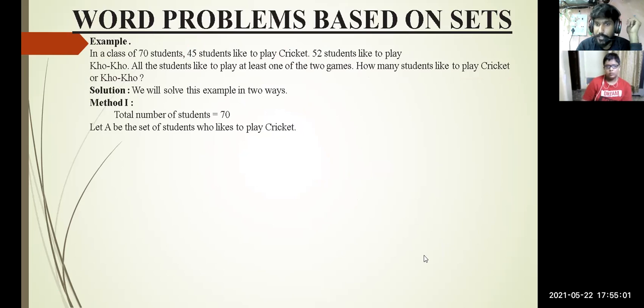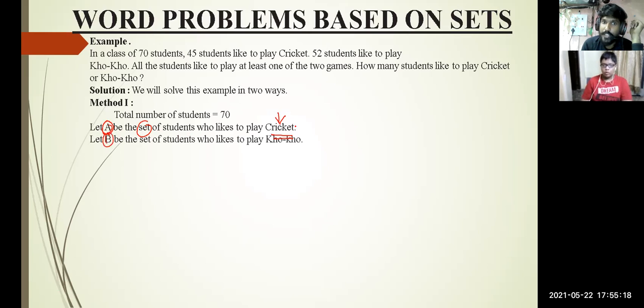Let A be the set of students who like to play cricket. Okay, so remember this. What is A? A is the set of students who like to play cricket. Then what will be B? Set of students who like to play Coco. Correct.